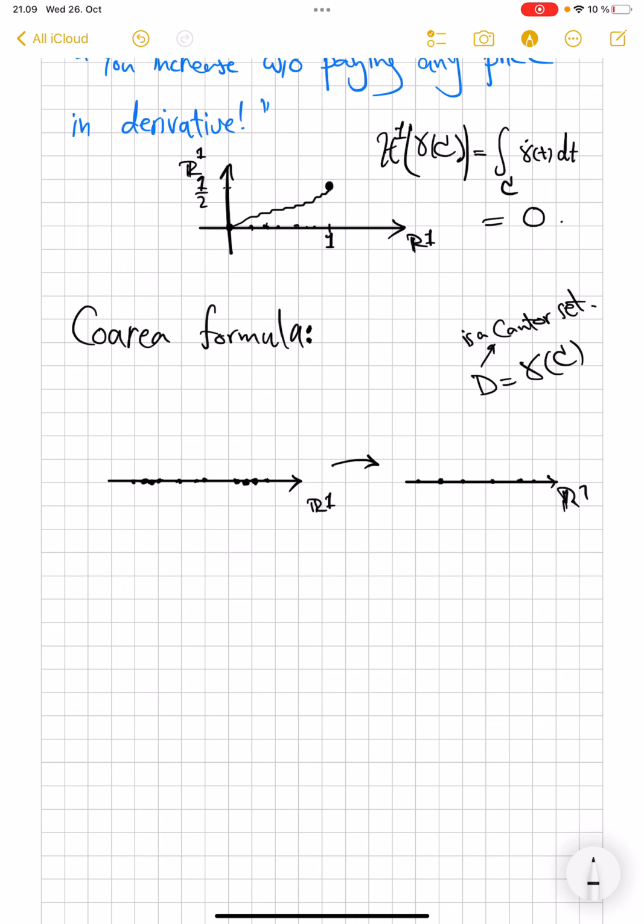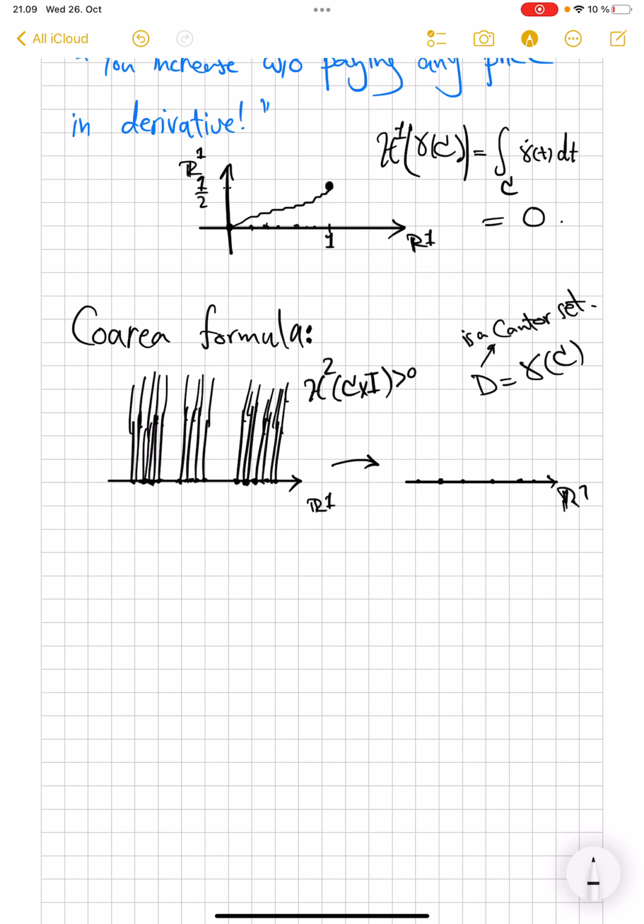Okay, so the example which will fail the Coarea formula is rather fake, because all you do is you multiply by the unit interval. Now you have a subset of R2 with positive area. I want them to be equal size, but forgive my inaccurate picture. So H2 of C multiplied by the unit interval is positive.